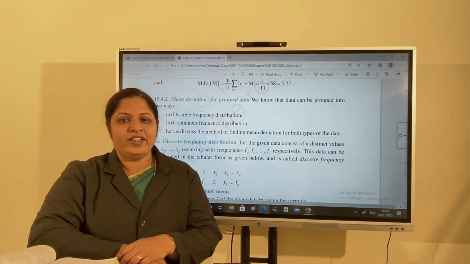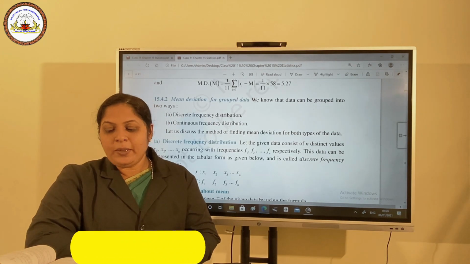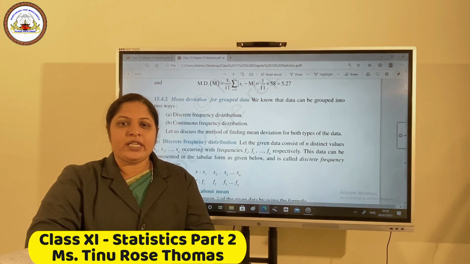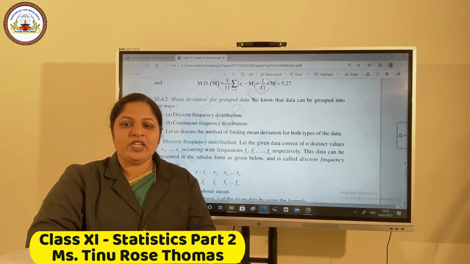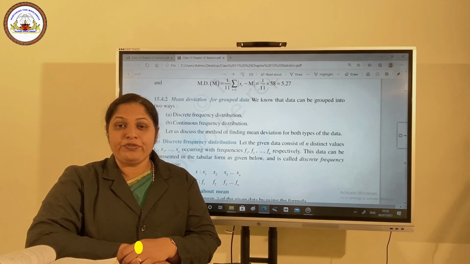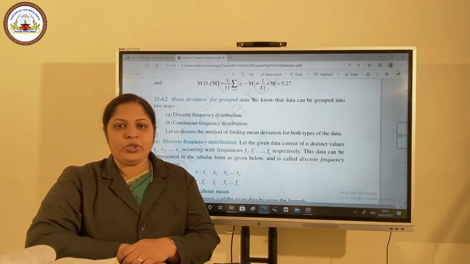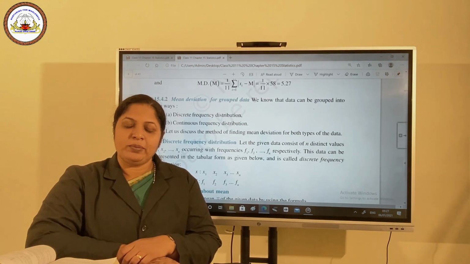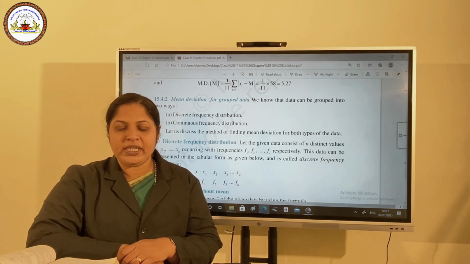Dear children, in the last session we learned about mean deviation, how to calculate mean deviation about mean and how to calculate mean deviation about median for discrete data or ungrouped data. Now in this session we are going to learn how to calculate both the mean deviation about mean as well as median for grouped data.